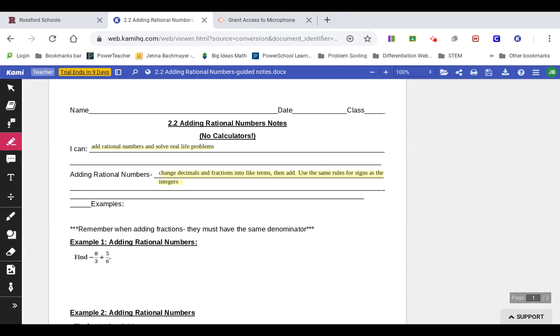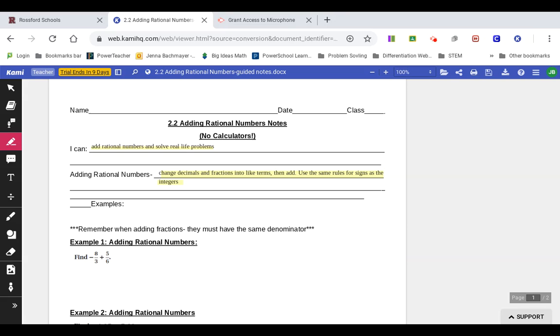2.2 Adding rational number notes. We're still not using calculators in this chapter. By the end of these notes, you'll be able to add rational numbers and solve real-life problems. Now, when we're adding rational numbers, we want to change the decimals and the fractions into like terms, then add. Use the same rules for signs as we did for the integers in Chapter 1.